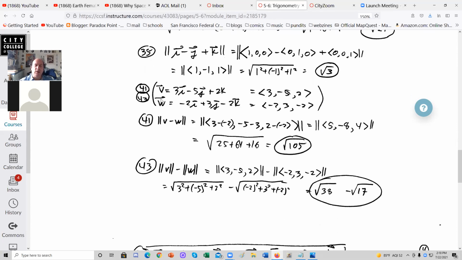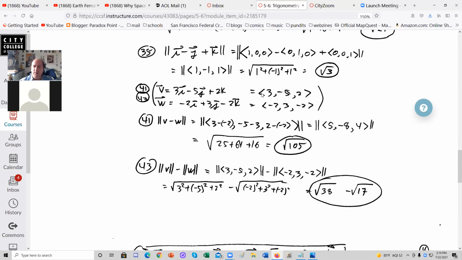For 41 and 43, we're given two vectors. V is 3 by negative 5 by 2. W is negative 2 by 3 by negative 2. And the book asks, what's the length of the difference and what's the difference of the lengths? And again, this seemingly grammatical difference does make a difference.